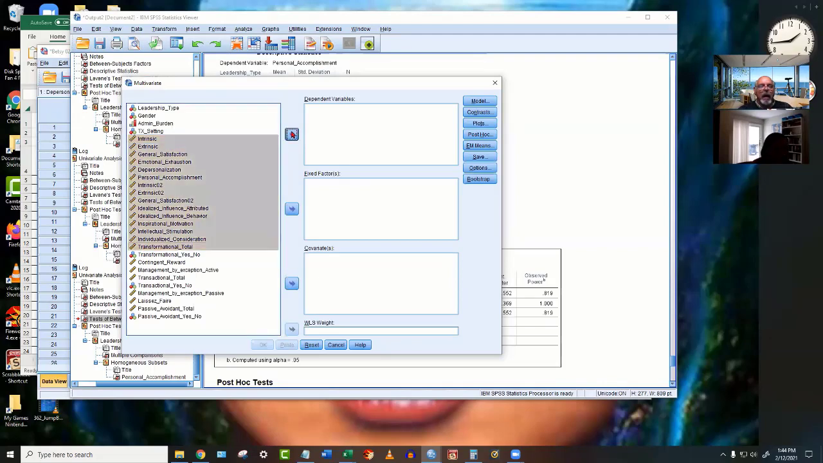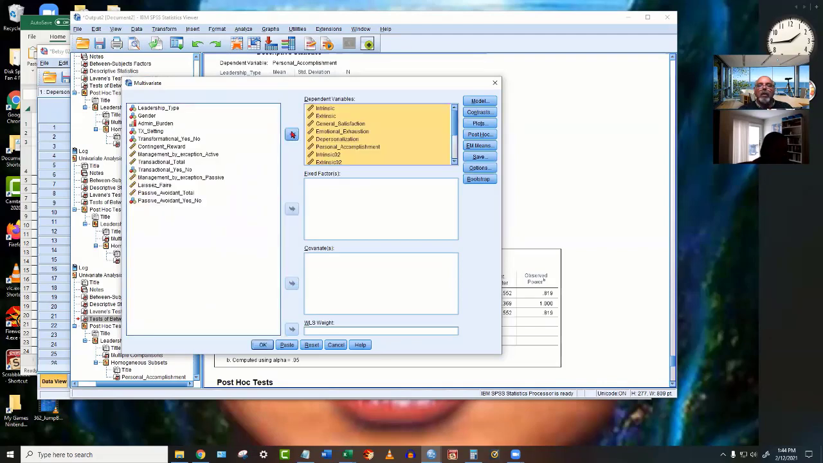Oh, you don't need that transformational total, though. That's going to be all the way at the bottom. You can take that one out. Don't need the totals. And then those last two. Get out of there.